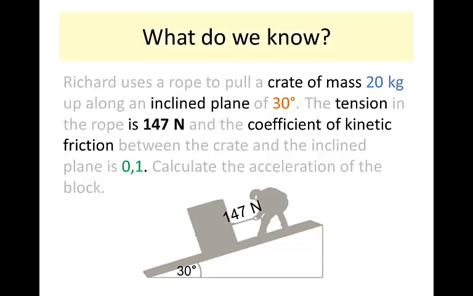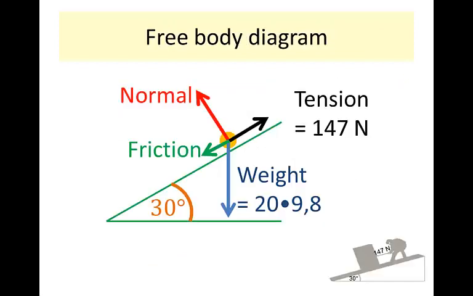So what do we know? We know the mass, it's 20 kilograms. From that we know the weight of the crate, 20 times acceleration due to gravity. We know the angle of the plane, we know the pulling force up, the applied force up the slope, parallel to the slope, and we know that there is friction, and we're given the coefficient of that.